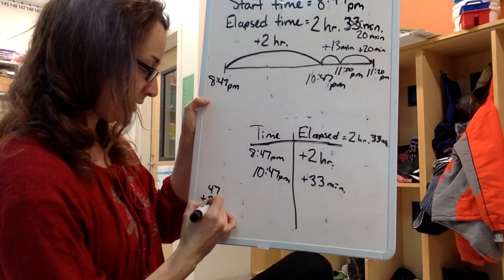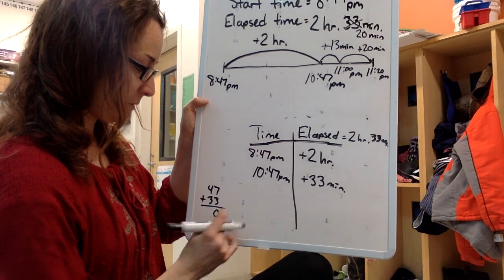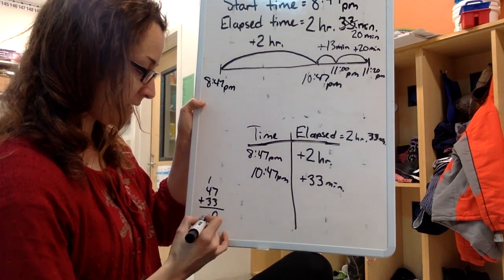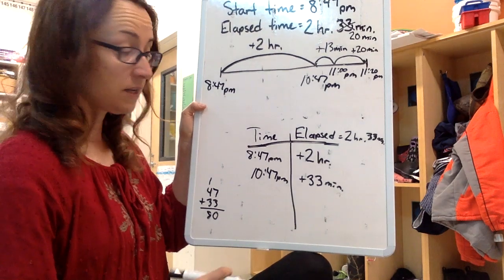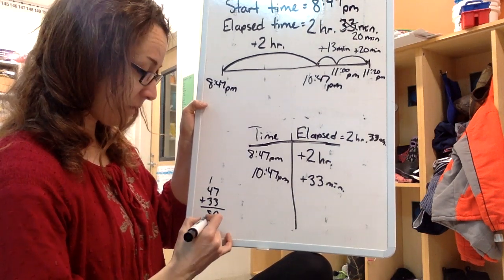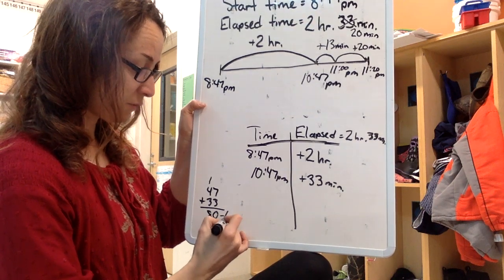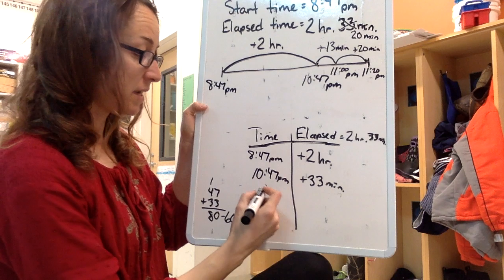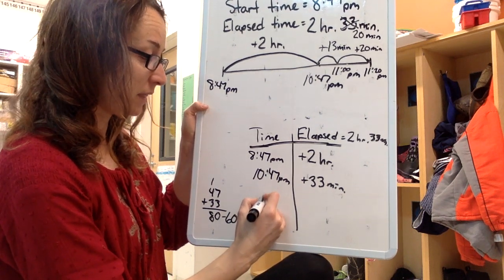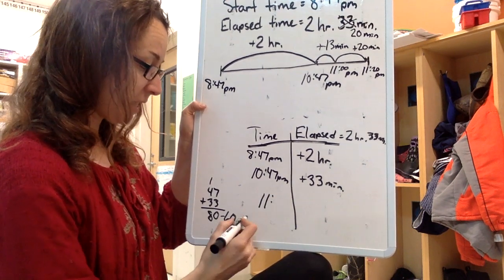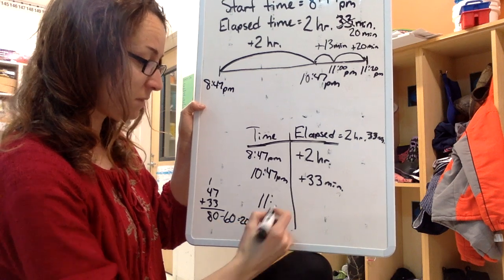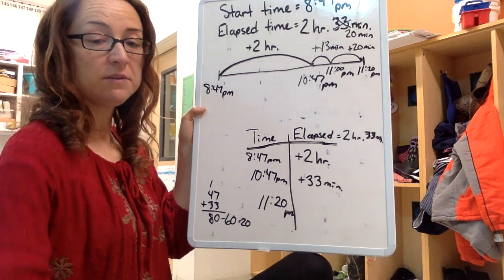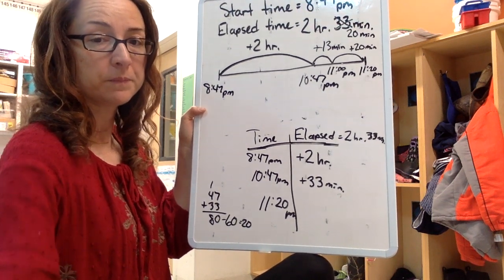47 plus 33. That's going to bring me a 0 in the ones place, a 1 in the tens place, and that's 80. So that's going to give me 80 minutes. I'm going to, again, subtract an hour from that, and that's going to bring me to my next hour. So I know it's going to be 11, okay? And then I know that there's going to be 20 minutes left to that, so it's going to be an end time of 11:20 p.m.